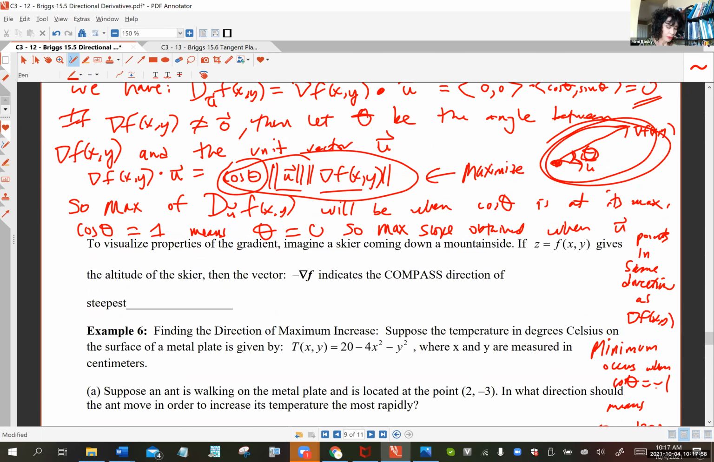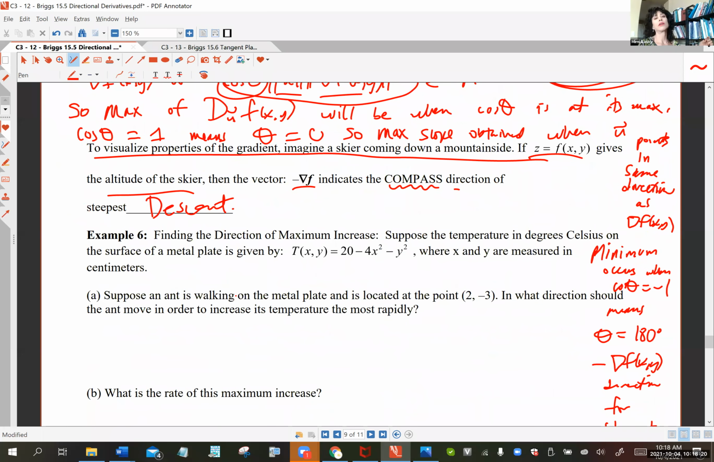So let's reiterate here. To visualize the properties of the gradient, imagine a skier coming down a mountain. That z equals f(x,y) gives the surface there, and it gives the altitude of the skier. Then the vector negative del f indicates the compass direction of the steepest descent.